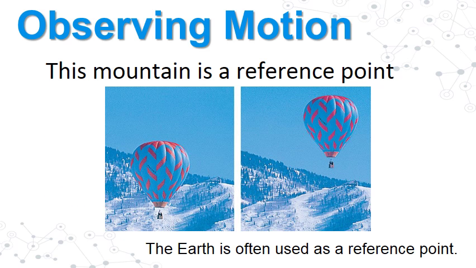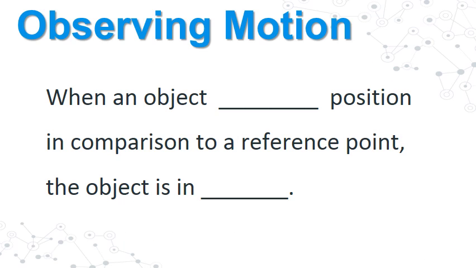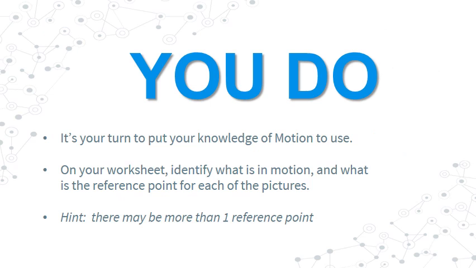So in this picture, and these two pictures actually, you see a mountain in the background, and that is the reference point to know that the two pictures were taken at different times, and therefore the balloon is moving. And often we can use earth features as a reference point, such as mountains or trees, and things like that. When an object changes position in comparison to a reference point, we can verify that the object is indeed in motion.